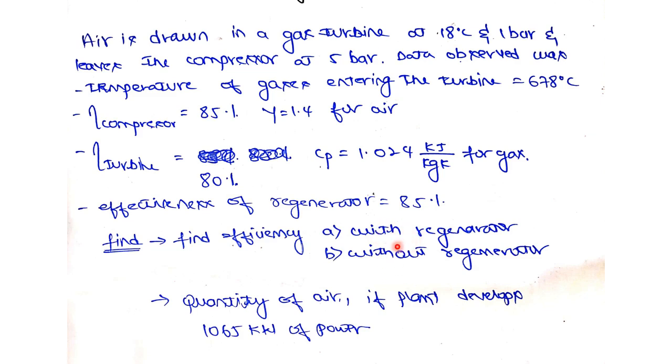And the quantity of air, if the plant develops 1065 kilowatt of power, this you know how to do from the previous problems. I think the second problem, if you have solved this, the same thing is there. So kindly refer there once again and solve this. Kindly give me the mass flow rate of air for this particular problem.